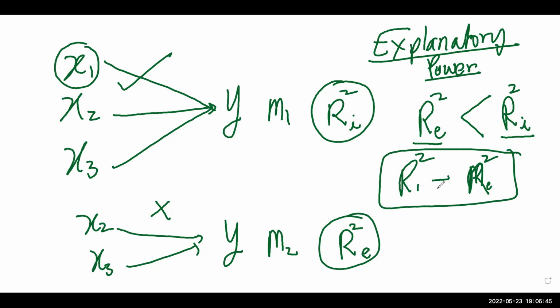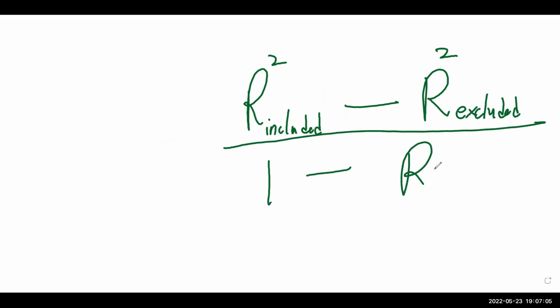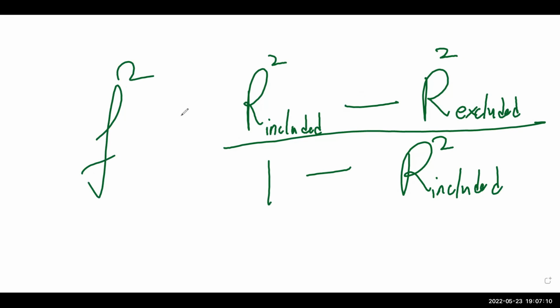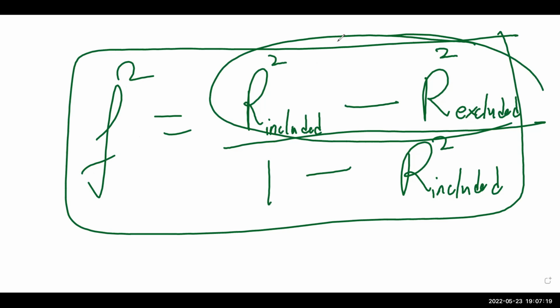So for this difference, we have to make a standardized formula for calculating it. So we apply R square included minus R square excluded upon 1 minus R square included. So this is the formula for F square. And F square is calculated simply from this difference. If this difference is more, it means F square is high. If this difference is less, F square is less.